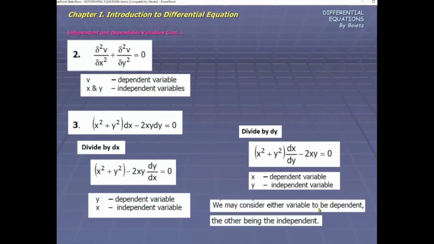So, ang ibig sabihin lang, we may consider either variable to be dependent, the other being the independent. Kasi pareha silang pwedeng maging dependent, pwedeng maging independent. Depende na sa pagkaka-orient nyo or pagkaka-arrange nung equation, nung differential equation. So, understood? So, ibig sabihin, dalawa, it could be x and y, pareha silang dependent and then independent.